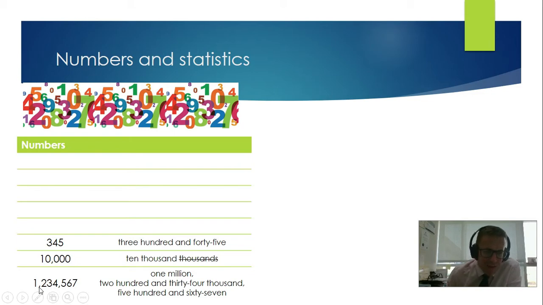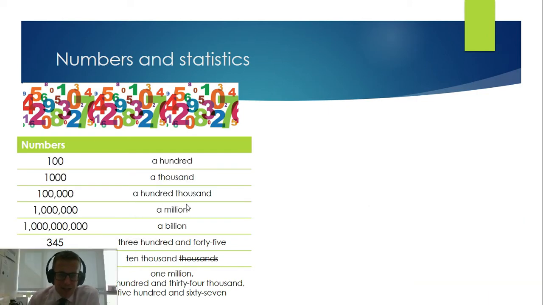And then when it's a very big number, we tend to group the numbers in groups of 3. And this actually helps with how we say it, because we say it in groups of 3. So the top one is 1 million, then 234,000, then 567. So we actually speak in these groups of 3 when we say large numbers.